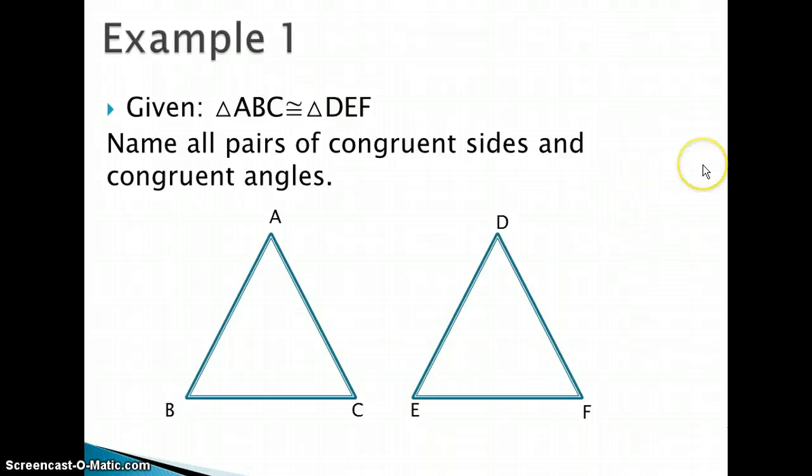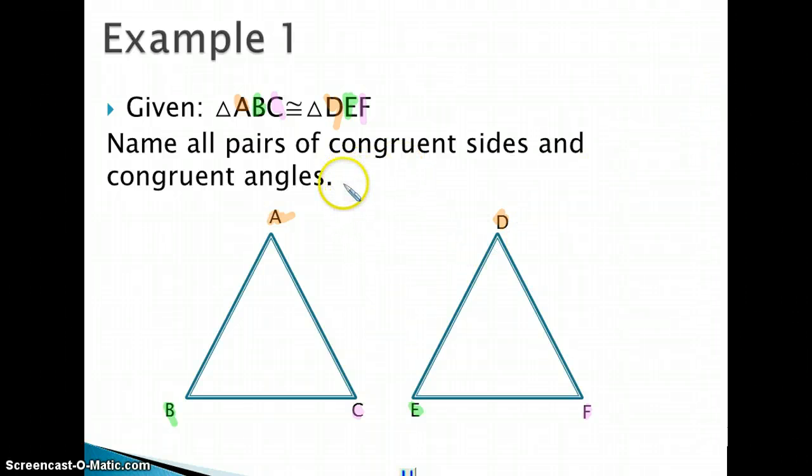So a quick example. First thing we're going to look at is that we have two given triangles that are congruent, triangle ABC and triangle DEF, and we want to name all pairs of congruent sides and all pairs of congruent angles. So I'm going to grab my highlighter here, I'm going to highlight A and D, and on the diagram I'm going to do the same thing. And then let's go with B and E in green. And let's go with C and F in pink or magenta or whatever color that is.